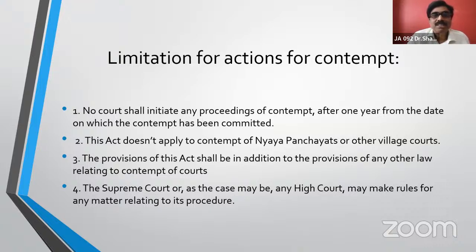Limitations for the actions for contempt of court. No court shall initiate any proceedings of contempt after 1 year from the date on which the contempt has been committed. Initiate means, after the contempt, the person who is involved. So after 1 year from the date on which the contempt has been committed, the court cannot initiate the contempt procedure.